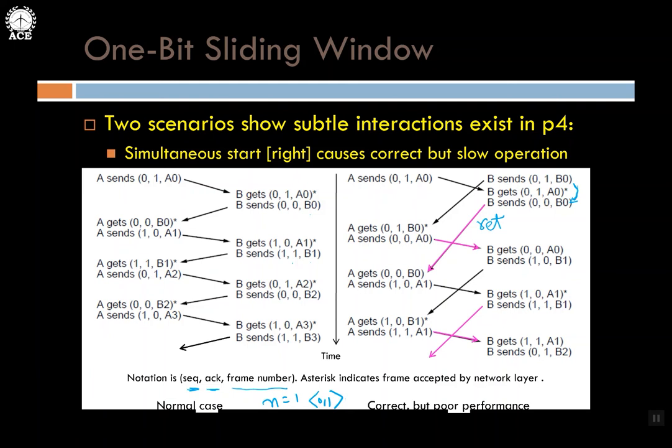So what happens here? Now A sends the next frame A1, B gets it, and then B sends B1. So both of them have received A0, B0, and now they are sending A1, B1. A1 will be received at this point and B1 will come out at this particular point of time. Acknowledging B1, and acknowledging A0, right? So now A sends A1 again.